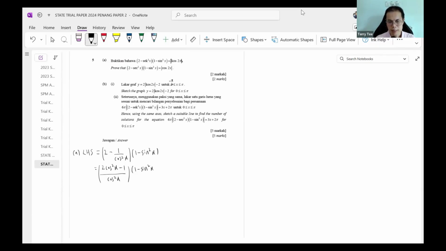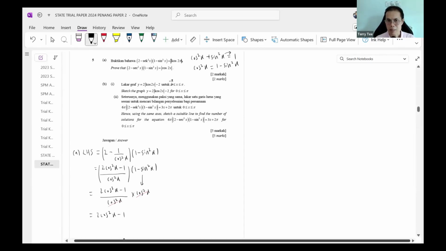Now, we know from the basic identity, maybe I just write this here, cos square plus sine square is actually 1. So if I bring my sine square over, your cos square is 1 minus sine square, right? So in that case, we can actually change your 1 minus sine square here to cos square. And from here on, we can cancel cos square and cos square. You're left with 2 cos square x minus 1.